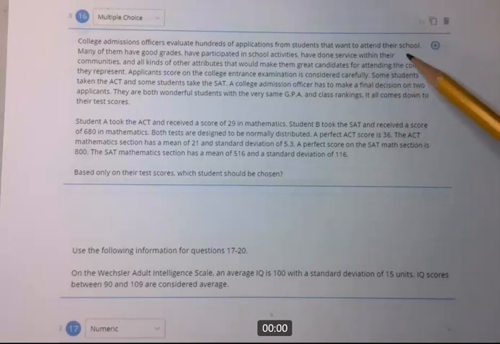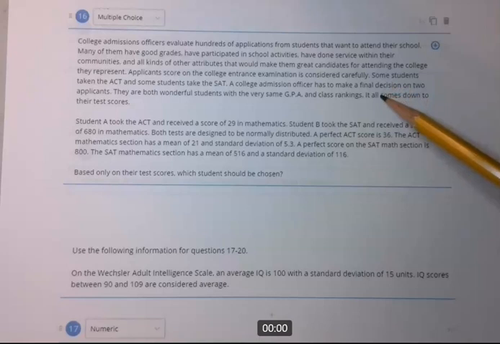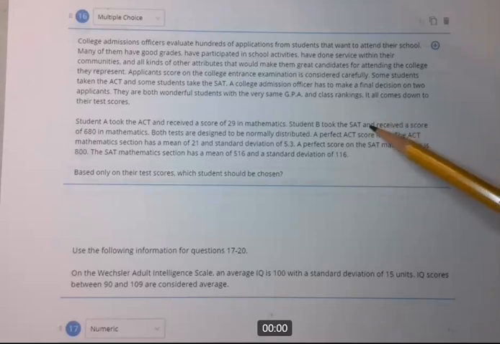Okay, here's a lot of words here, so let's read them. College admissions officers evaluate hundreds of applications from students that want to attend their school. Many of them have good grades, have participated in school activities, have done service within their communities, and all kinds of other attributes that would make them great candidates for attending the college they represent. Applicants' scores on the college entrance examination are considered carefully. Some students take the ACT and some students take the SAT. A college admissions officer has to make a final decision on 2 applicants. They are both wonderful students with the very same GPA and class rankings. It all comes down to their test scores.